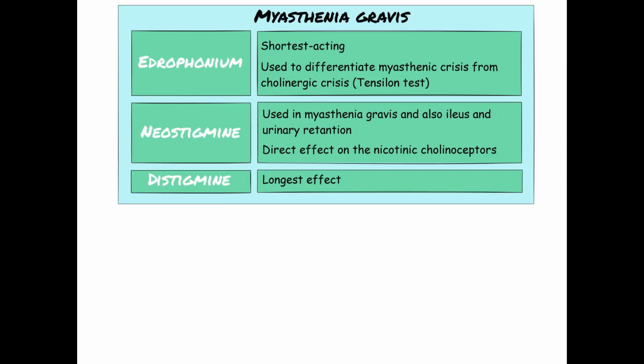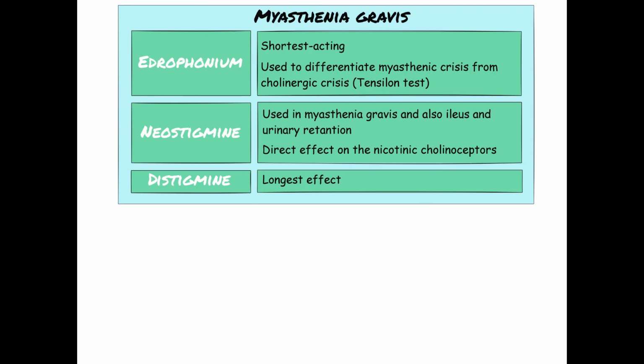Let's talk about drugs used in myasthenia gravis. These drugs cannot pass into the central nervous system and reversibly inhibit acetylcholinesterase enzyme. Edrophonium. It is the shortest-acting anticholinesterase drug and is used to differentiate myasthenic crisis from cholinergic crisis.